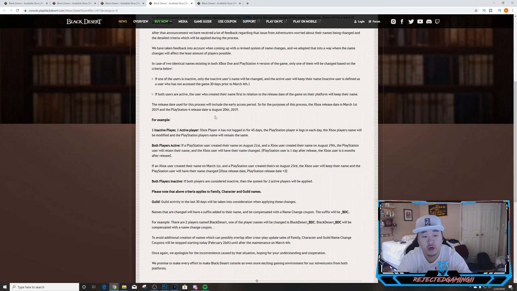If both players' names are inactive, then the system for the two active players will be applied. I don't really know what that means. I'm assuming it means if both players are considered inactive, then the system for two active players will be applied. Okay, so it'll just flop over to active player. So whoever's account was created first from release date will get to keep the account name. This gets a little dicey because I believe the PlayStation release was a little bit more popular.